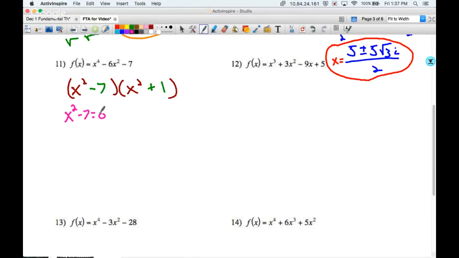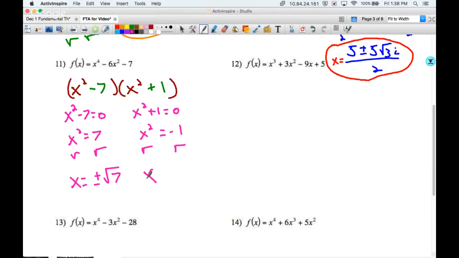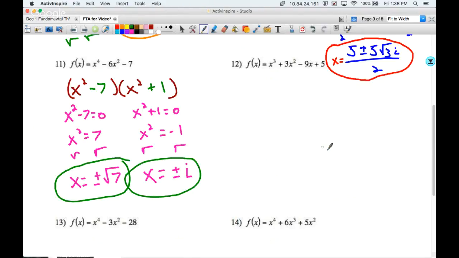X squared minus 7 equals 0. X squared plus 1 equals 0. X squared equals 7. X squared equals negative 1. Take the square root of both sides. X equals plus or minus the square root of 7, and x equals plus or minus i. And there are all 4 of these roots. We were expecting 4, and we got 4. The pluses or minuses give us the remaining 2.